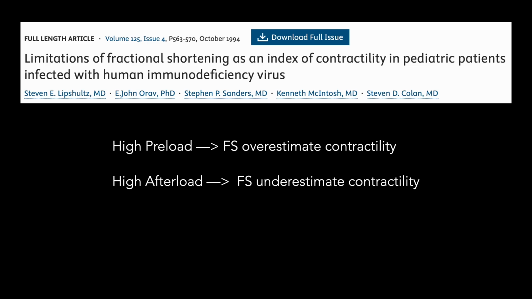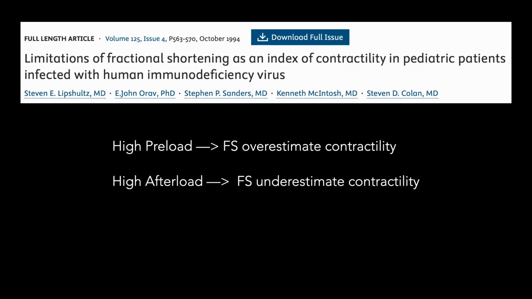Granted, it's a very nuanced cohort, but what they found is, they compared fractional shortening to contractility of the left ventricle. When they had a very high preload condition, fractional shortening overestimated the contractility. When you pump a ton of stuff in there, there's a little bit more stretch reflex, and that heart tends to squeeze a little bit better. And if you have a lot of high afterload, this one makes a little bit of sense, fractional shortening tends to underestimate contractility. It's just a little bit more you have to pump against.